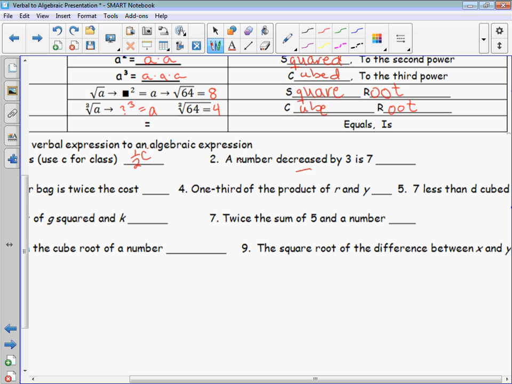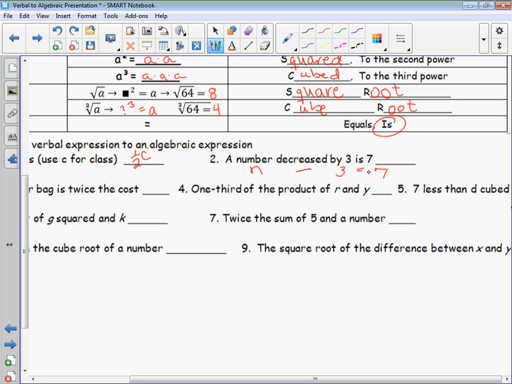Well, we need a specific number. Oh, we don't. Maybe x. We can use x if we don't know the number that we decreased by 3. Well, we can't put any number. We have to use a variable, right? So let me use n for number. Decreased by, well, 3 is 3. What about is? Equals. And then I got 7 over here.